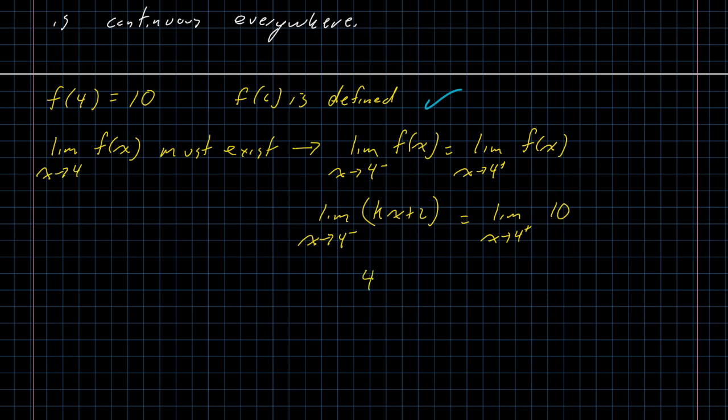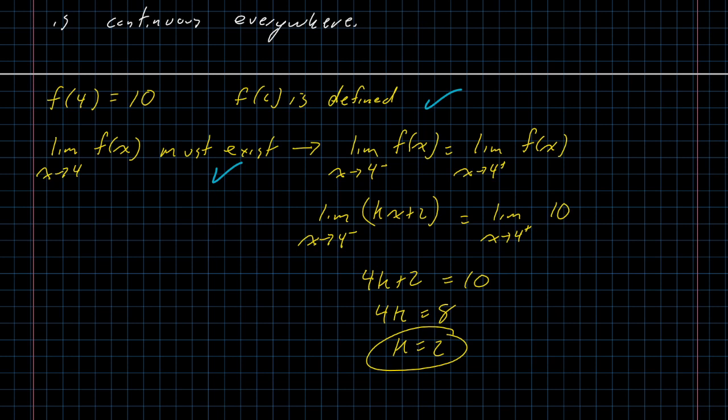And we get that 4k plus 2 is equal to 10. Rearranging, solving for k. 4k is 8. k itself is 2. As long as we choose that k is 2, we will have that the limit exists. That's the second thing we need. And the last thing we need is to actually check the value of the limit.